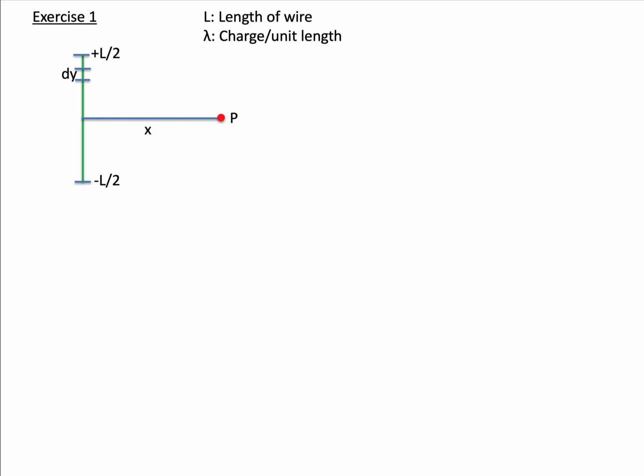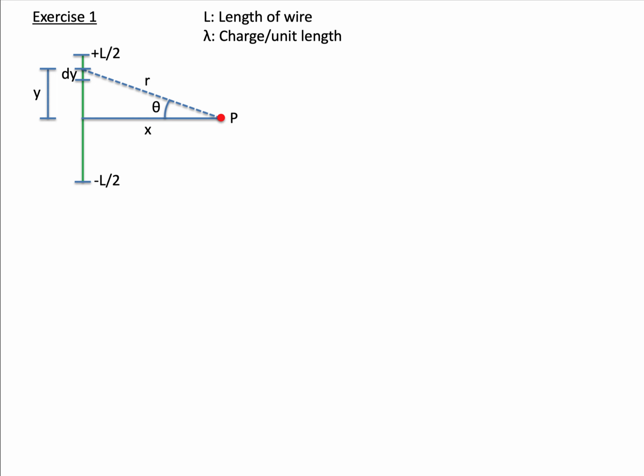This segment that we've chosen at random is at a length r from point P and at an angle of theta. You can see that r will be different as we move down the wire for each different segment, which shows that the electric field from each segment will not be the same at point P. The distance of the segment from the centre of the wire we can label as y. So y will change as we move down the wire looking at all the different little segments.